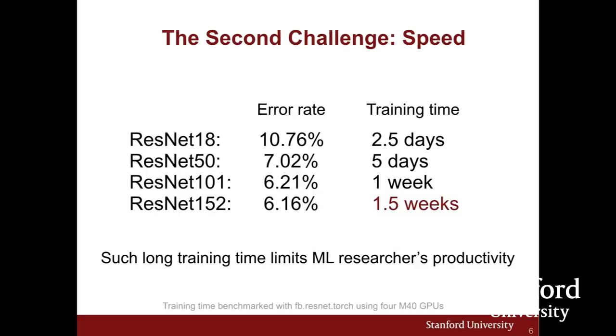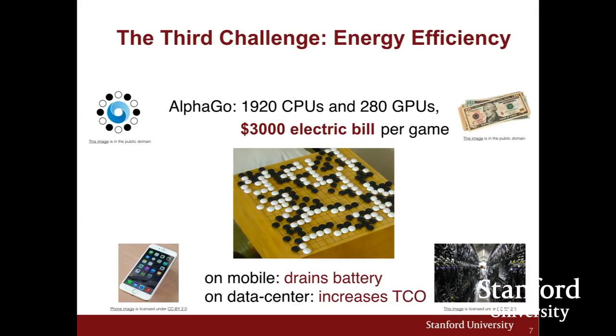The second challenge for those large models is that the training speed is extremely slow. For example, ResNet-152, which is actually less than 1% more accurate than ResNet-101, takes 1.5 weeks to train on 4 Maxwell M40 GPUs, which greatly limits us, whether we are doing homework or researchers designing new models, and makes the iteration pretty slow.